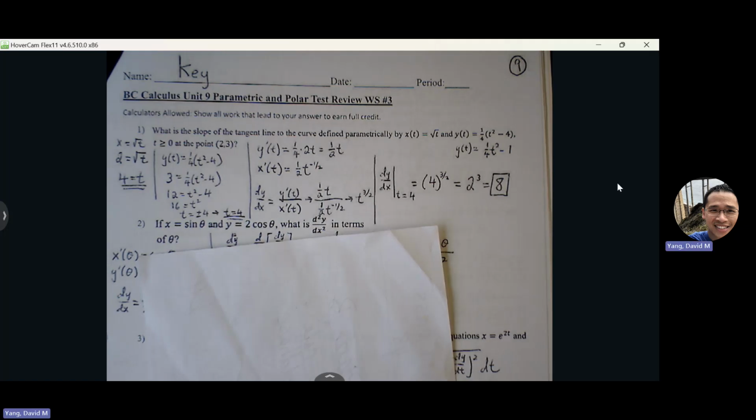All right, number 2, second derivative. So treat this like parametric. Find your x prime, find your y prime, find dy dx. And then there's the formula for second derivative where you're finding the derivative of dy dx, but then making sure that you still remember to divide that whole expression by dx d theta.